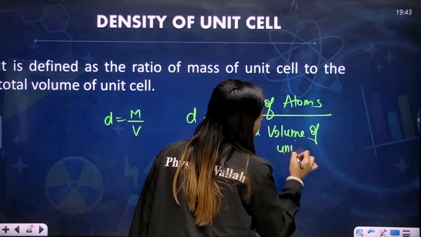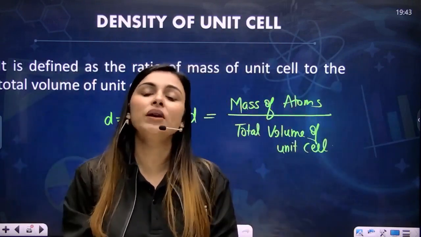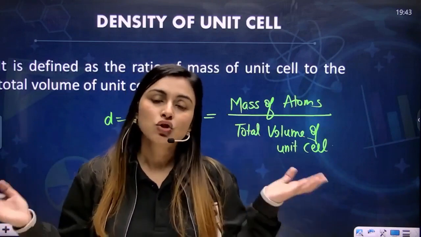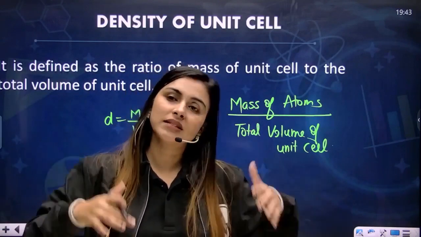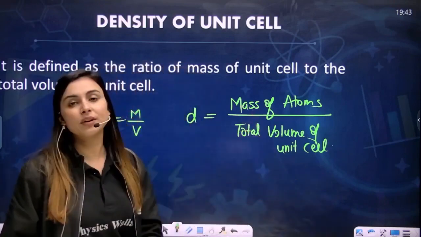Now you will be like, ma'am, why the total mass of atoms? Because, my dear students, the unit cell is made of only atoms. It doesn't have anything else. So what will be the total mass of the atoms? That will be the total mass of the unit cell. And then you can calculate the volume also, and you can find the density.